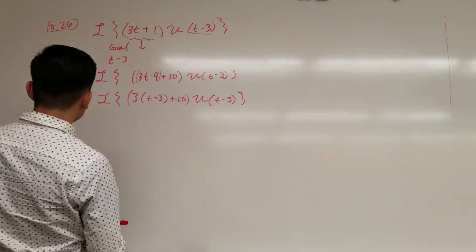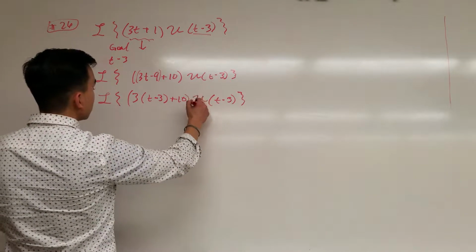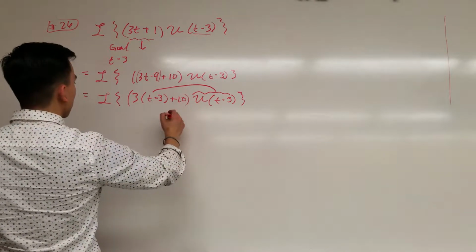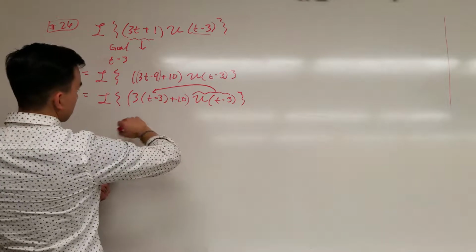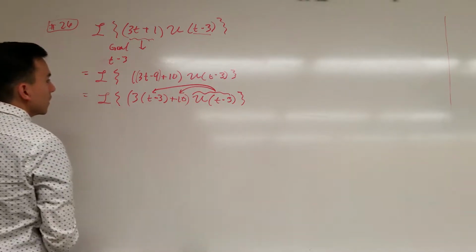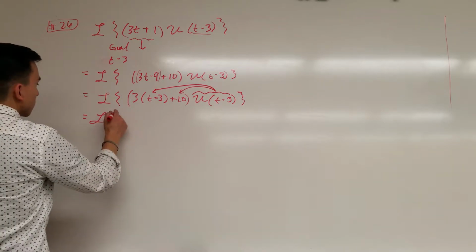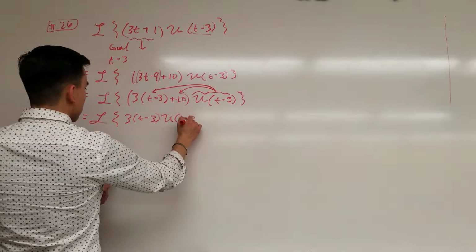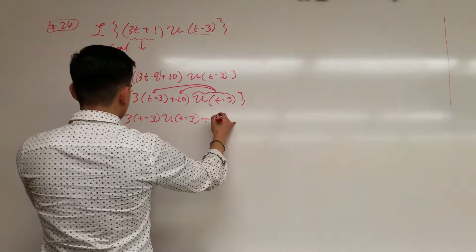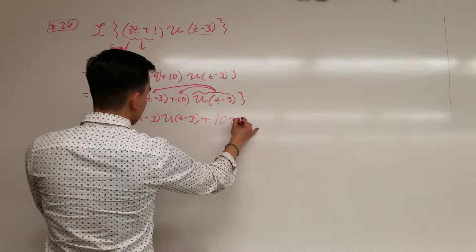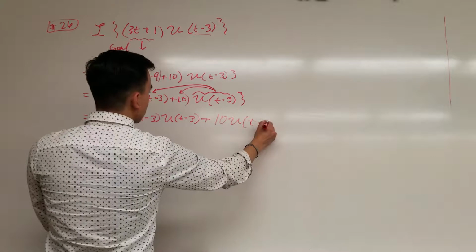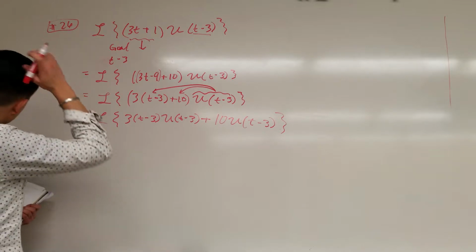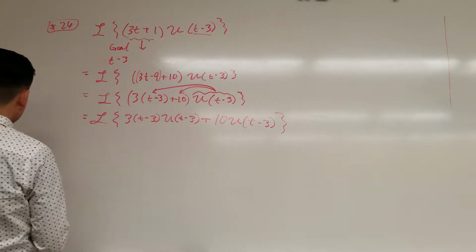So what will I do now? Well, what I'm going to do now is multiply this unit step. Where am I going to multiply it? Here and here. So I have 3 times t minus 3 times the unit step t minus 3, plus 10 times the unit step t minus 3. All right. So that looks like something we're going to deal with.